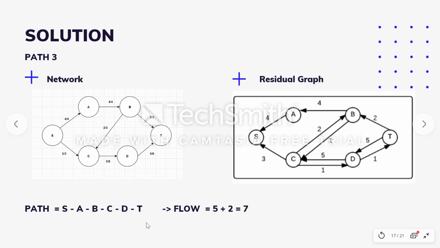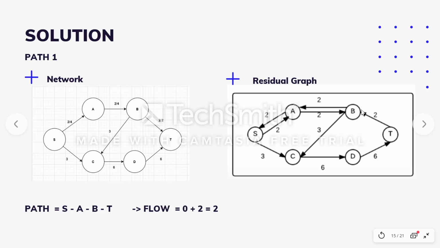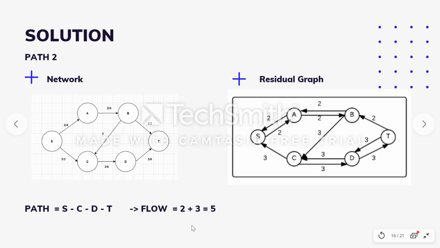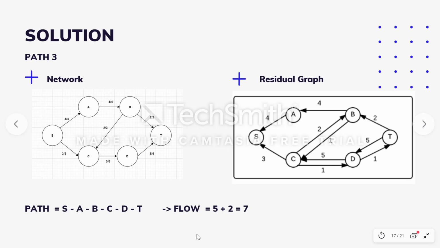The minimum value of this augmenting path is equal to 2, which is the value from B to A and A to S. Because 2 is the minimum value, we use 2. Since we already have 5 in our flow value, we add 2, so it will become 7.